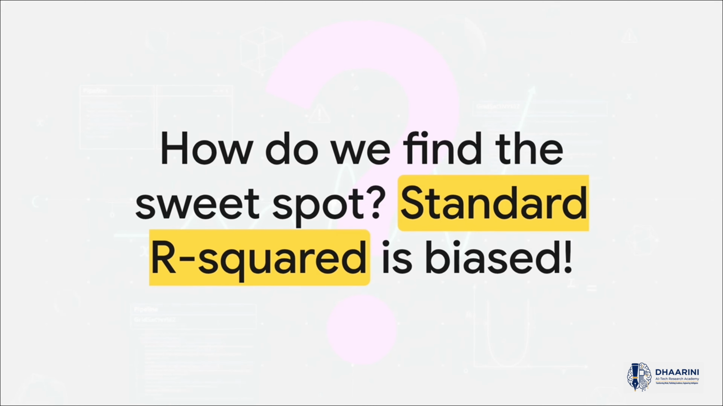Which, of course, leads to the big question. How in the world do we find that sweet spot? You might think, oh, I'll just use R squared. But there's a problem. Standard R squared is a bit of a cheat. It will always go up as you add more complexity, even if that complexity is just fitting to noise. It's always going to tell you the most complex model is the best.